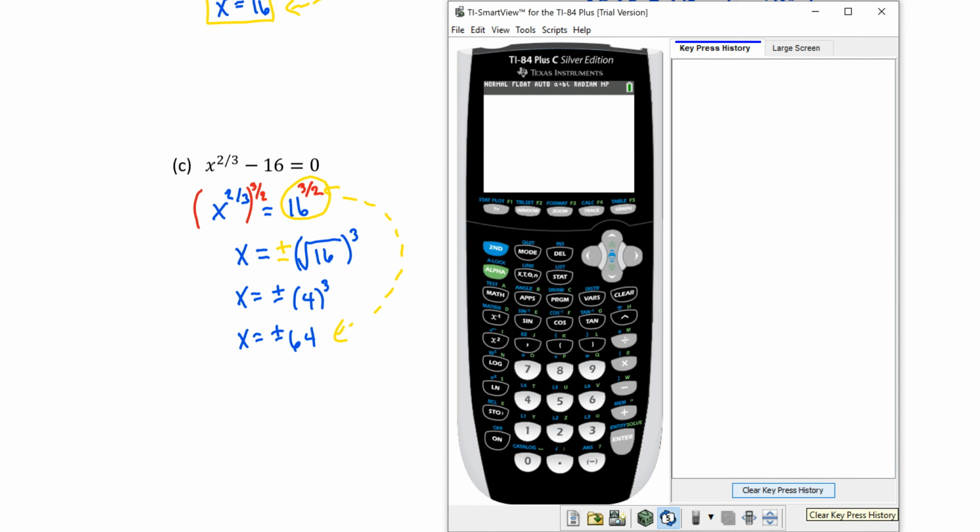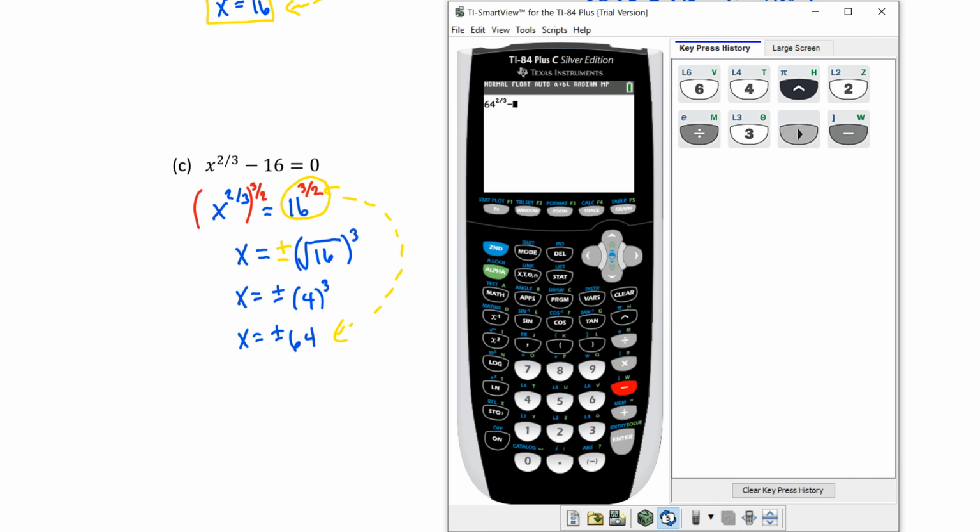Now, we need to check both of our answers. I'm going to start with the positive 64. We're plugging this into the original equation for x. Now, right here, I have 64 to the 2/3, but I'm going to use my right arrow key to get down out of the exponent before I type in the minus 16. Looks like positive 64 is a solution.